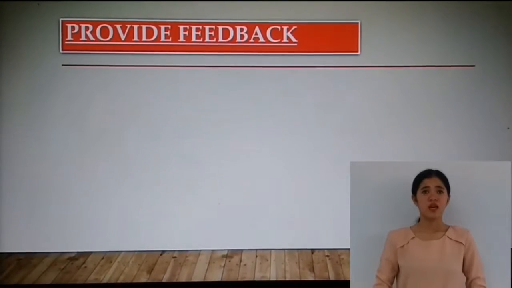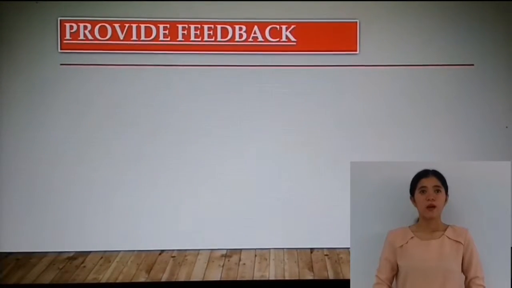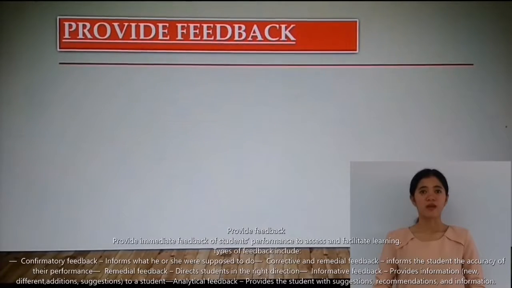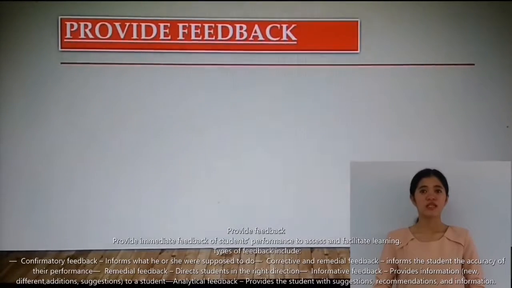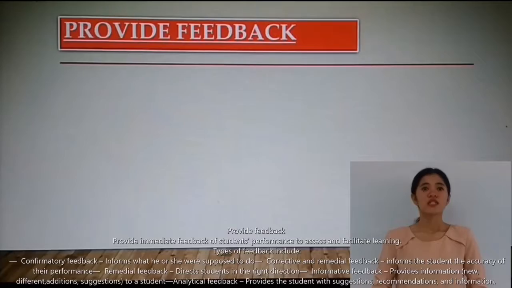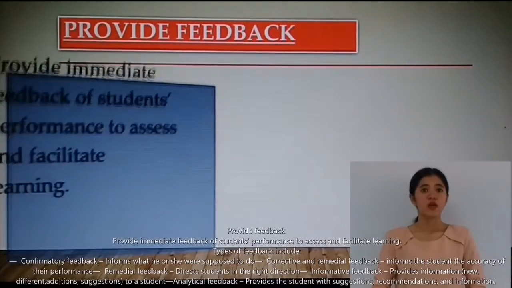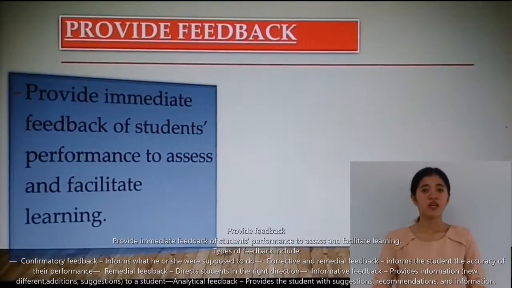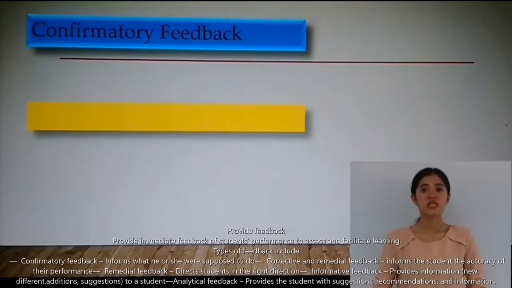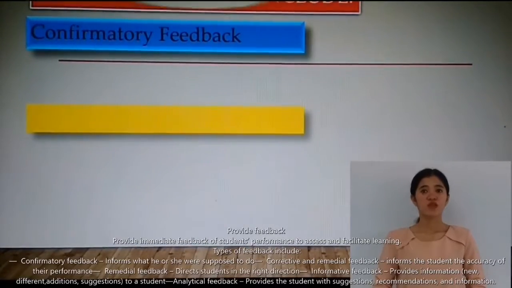And seven is provide feedback. Provide immediate feedback of students' performance to assess and facilitate learning. Types of feedback include confirmatory feedback. It informs the student they did what he or she was supposed to do.